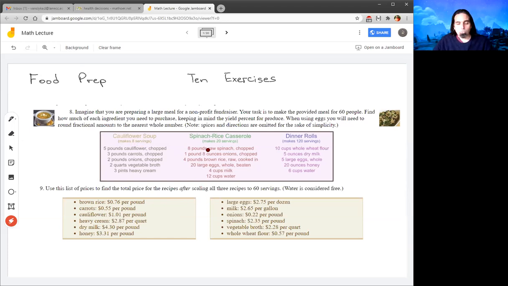So we're not going to do all of this on the board. It would take way too long, but we're going to do 2 items. Let's look at the cauliflower and let's look at the eggs. And if you can do both of those, then you can just mimic that to do all the other things. So the cauliflower soup needs 5 pounds of cauliflower for 8 servings. I'm going to grab that and put it on the next slide.